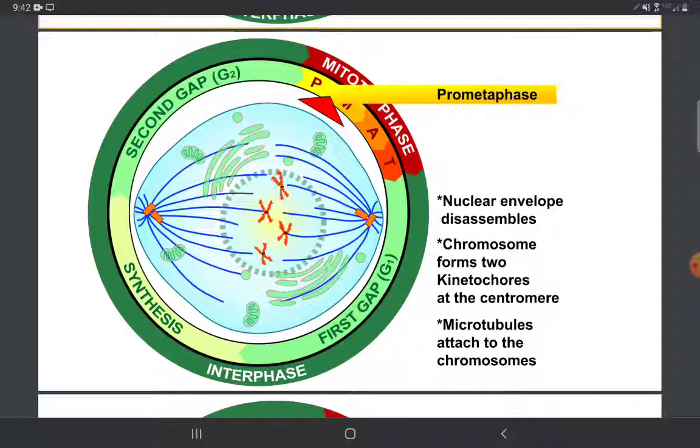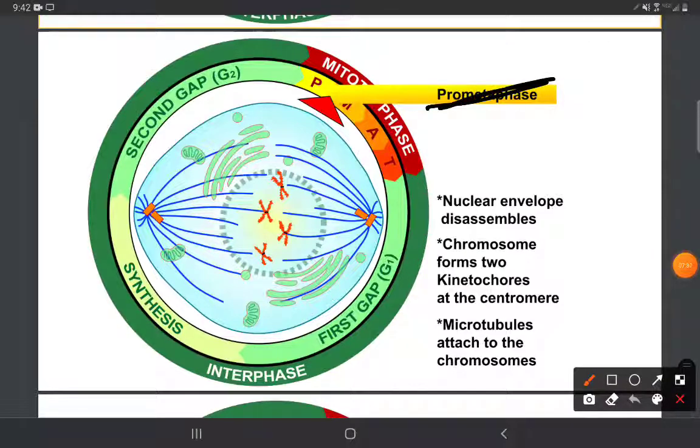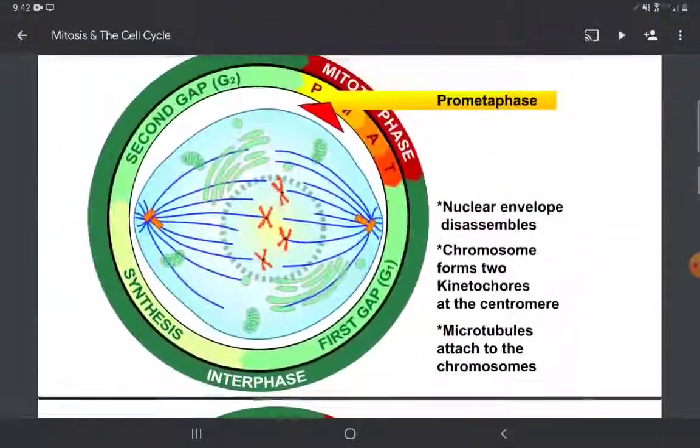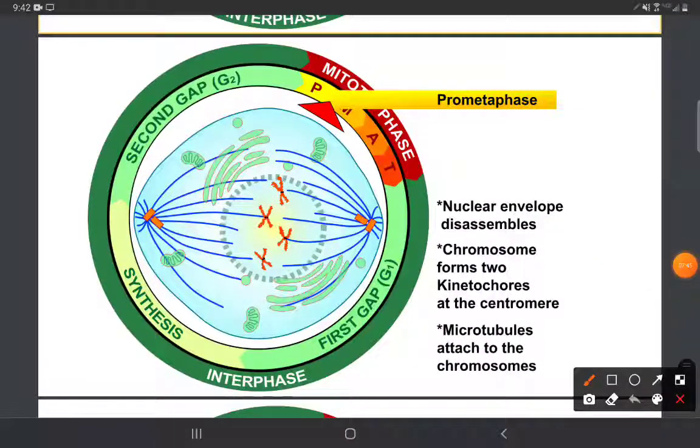In prometaphase, we see a continuation of prophase. I will not ask you about prometaphase. Instead, I will refer to it as part of prophase. In prometaphase, the nucleus continues to dissolve. The chromosomes continue to form. And these centromeres have reached opposite ends of the cell.